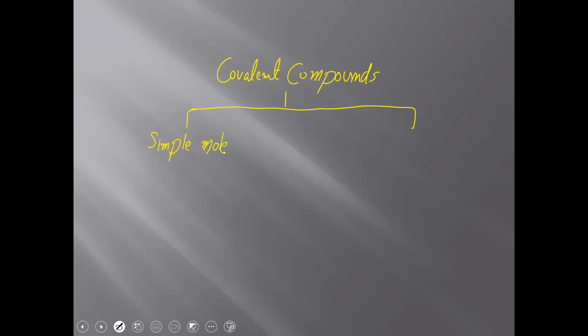properties of covalent molecules, you have to copy this screen. You have to copy this.